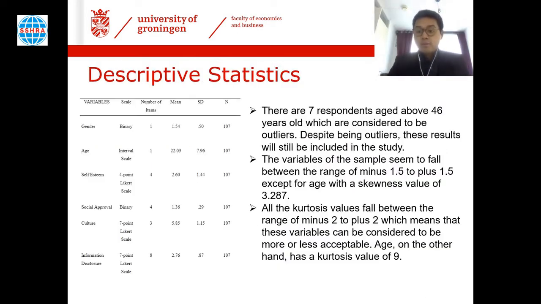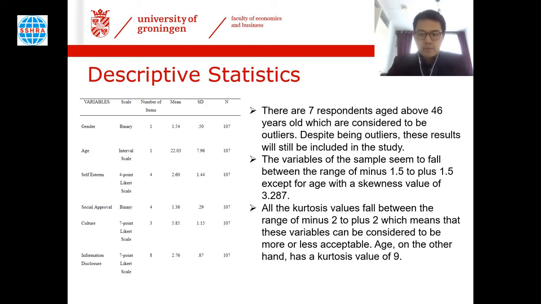Following the execution of factor analysis, a thorough description of the variables is crucial in providing sufficient information regarding the research. Therefore, I conducted a descriptive statistics analysis. What I found was that there are 7 respondents aged above 46 years old, who are considered to be outliers. Despite them being outliers, they will still be included in the study, because I still need to track the data of the older generation.